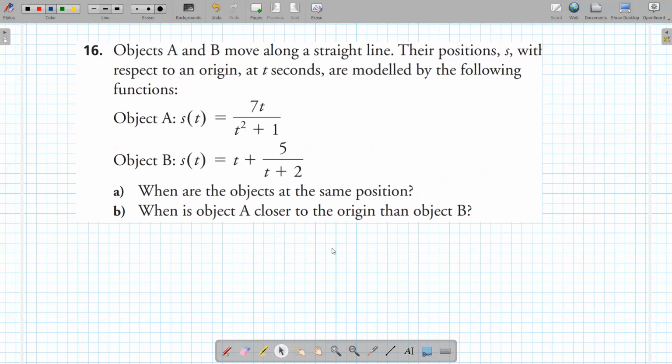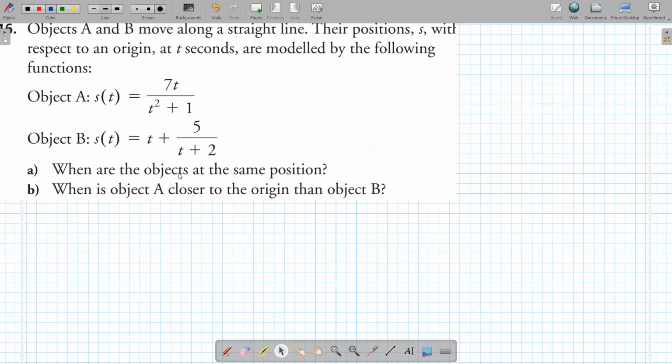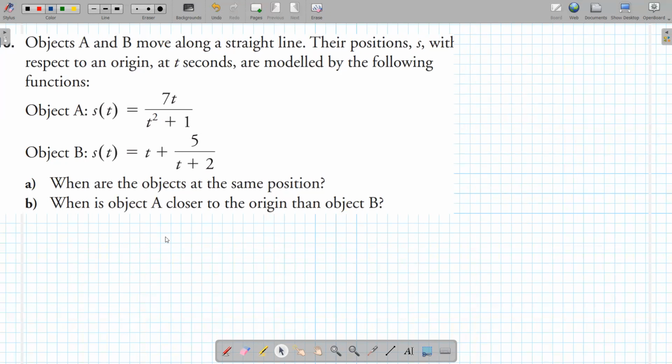S is their position, T is their time. Question A, when are the objects at the same position? So we're looking for the time when the y values are the same. So what do we do here? We want to see when their y values are the same. That's the goal. You just set the y values equal to each other, right? And hopefully we get something that we can solve. These questions are going to be a little bit trickier than the linear type we've been doing. But it shouldn't be that bad.